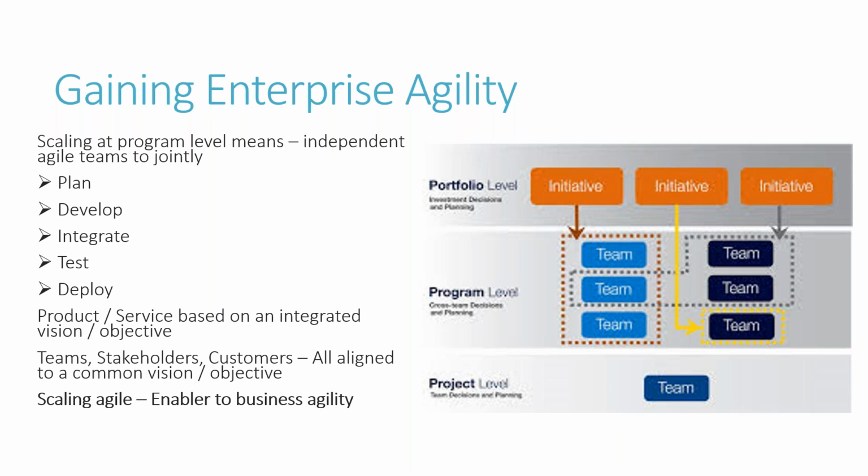So the primary requirement of scaling at a program level means that multiple teams, multiple stakeholders, and customers are all able to come together, discuss, and get aligned to a common vision and a common objective. And this common vision and common objective should be broken down to teams, which will basically enable them to plan, develop, integrate, test, deploy, and as a result of that, deliver value to the end users.